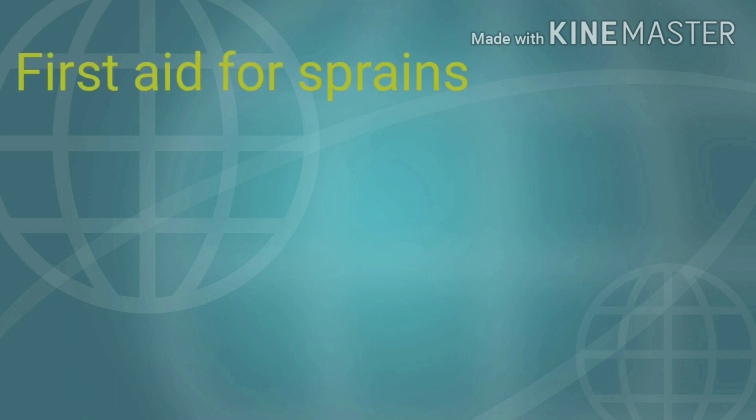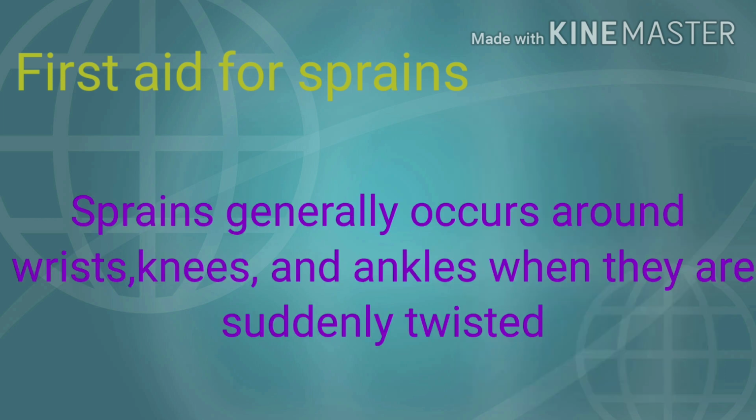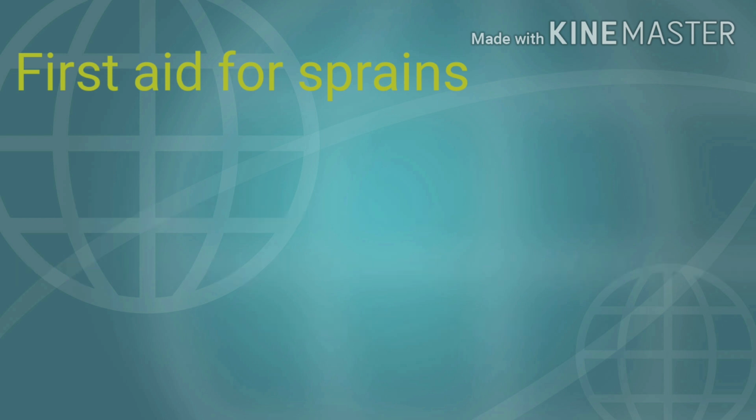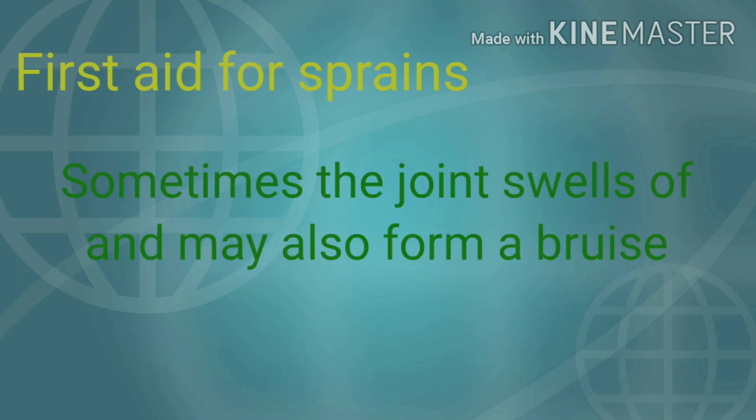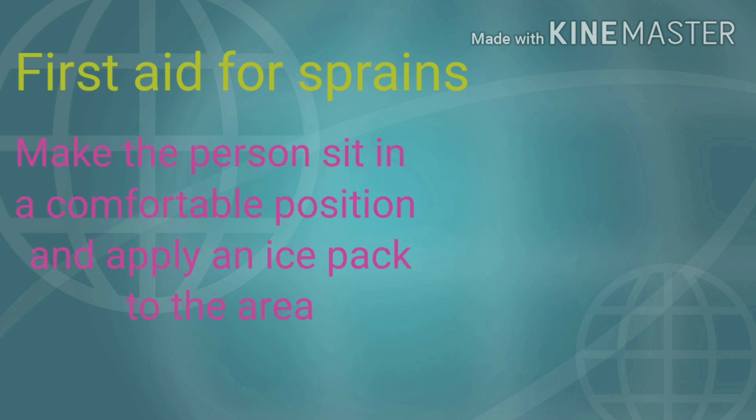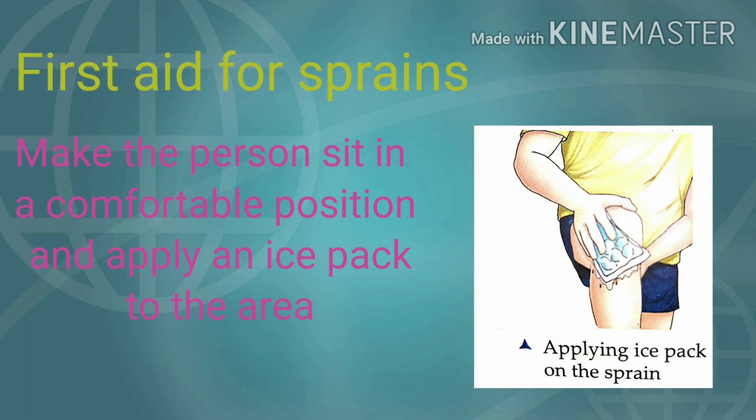Now, first aid for sprains. A sprain generally occurs around wrist and ankles when they are suddenly twisted. Sometimes the joint swells up and may also form a bruise. In case of sprain, make the person sit in comfortable position and apply an ice pack to the area.